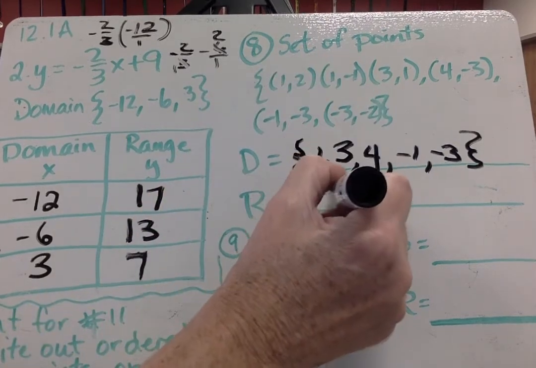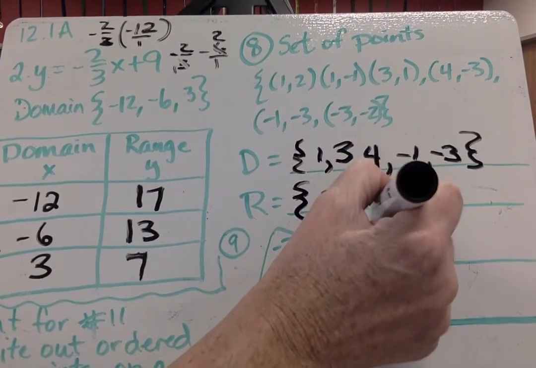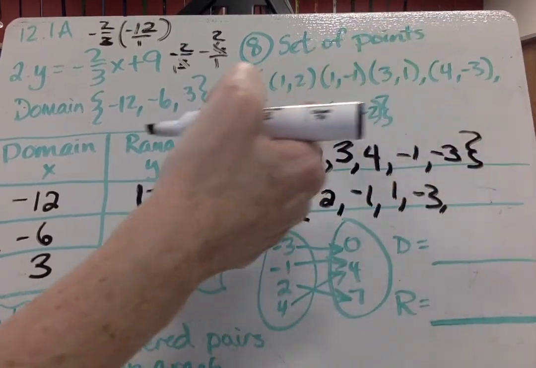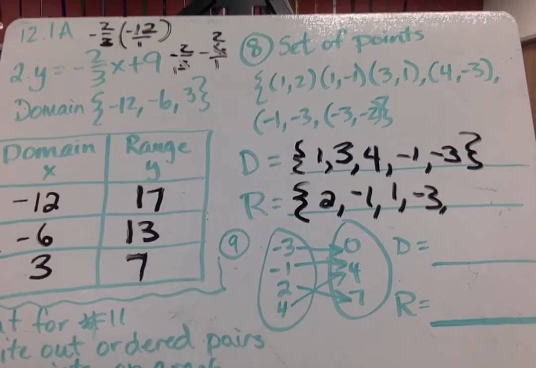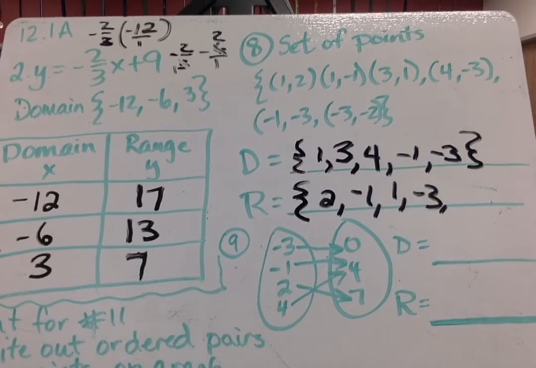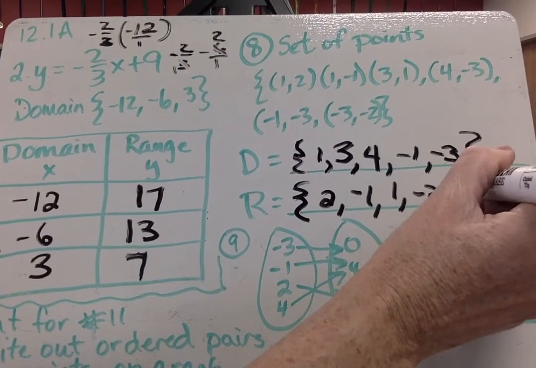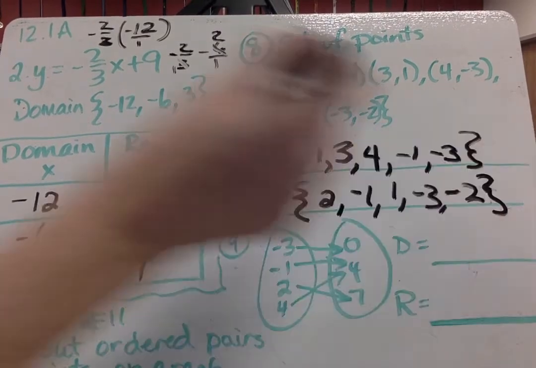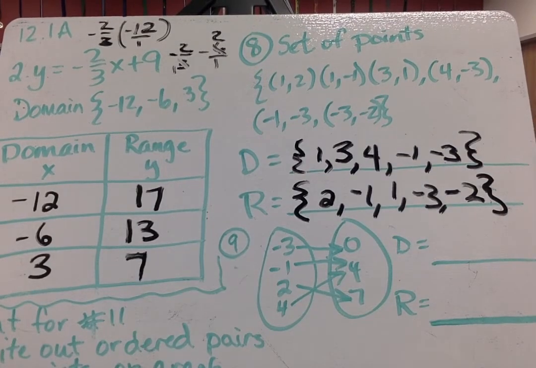Next, we're going to go with range, which are our y values. So we put 2, negative 1, 1, negative 3. And again, we have negative 3 twice, but we don't need to write it twice. And then the very last one there is negative 2. Now, sometimes they like you to go from greatest to least. And for our purposes, you can just write them as they come along, and they're fine. Okay? And we're done with number 8.